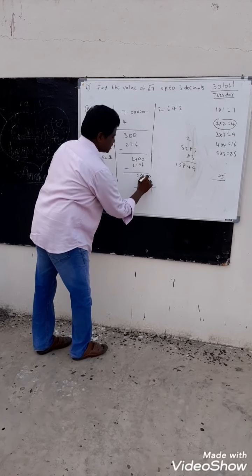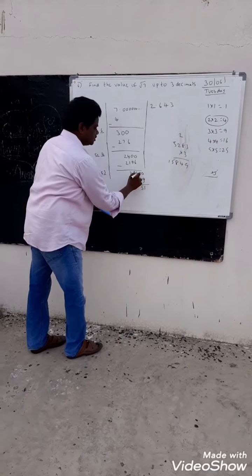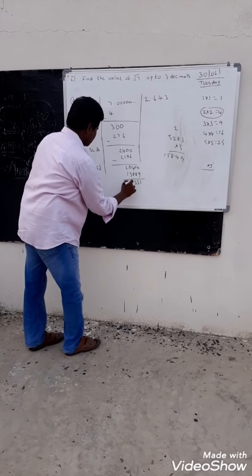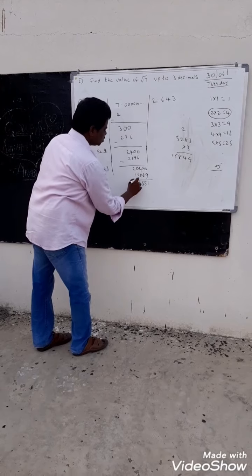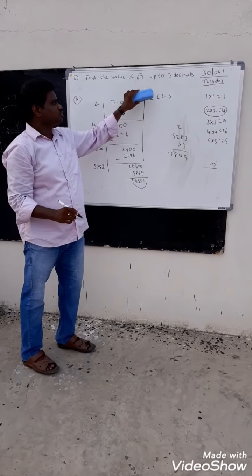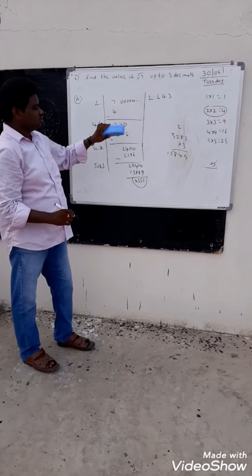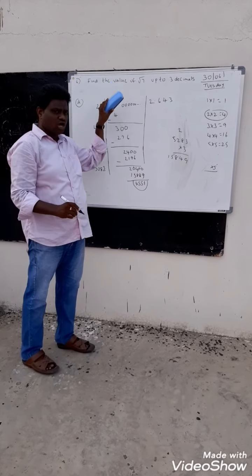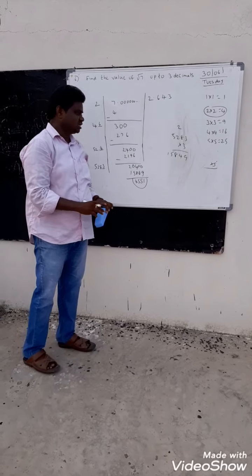15,849. 10 minus 9 is 1. 9 minus 4 is 5. 13 minus 8 is 5. 9 minus 5 is 4. So leave the remainder like that, because they ask to find the value of root 7 up to 3 decimal places only, as that one. So up to 6 places also you have to continue the same procedure.